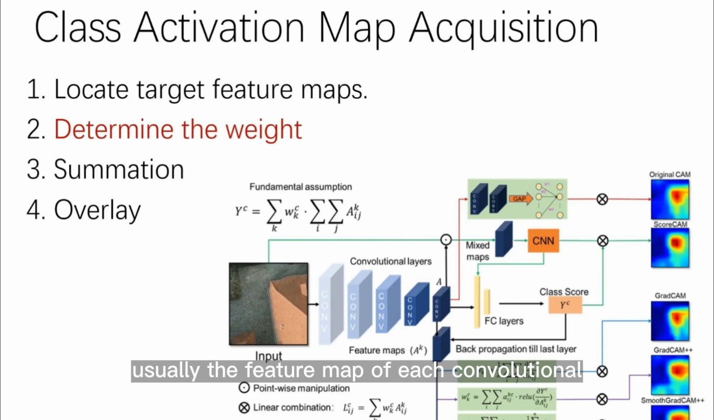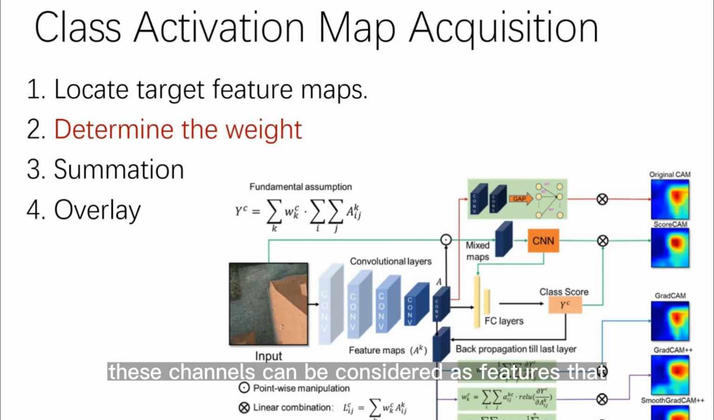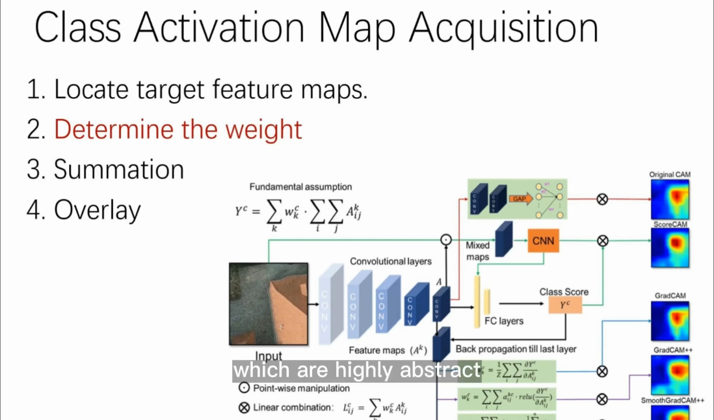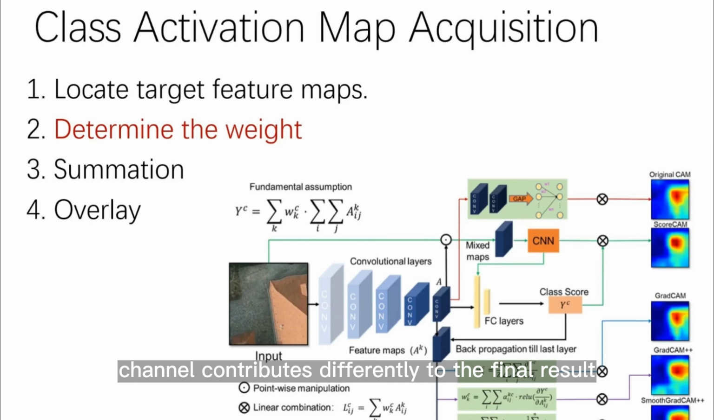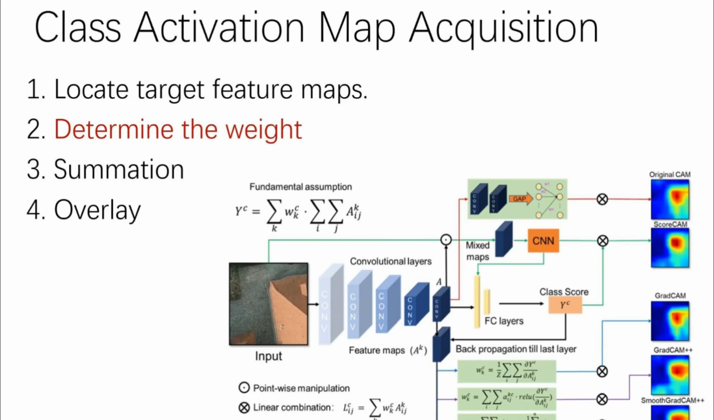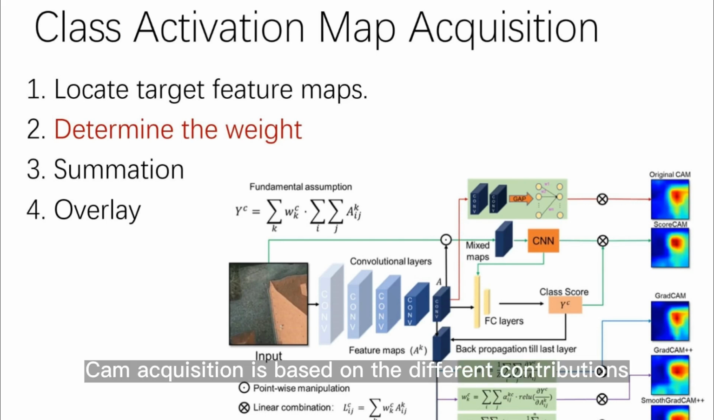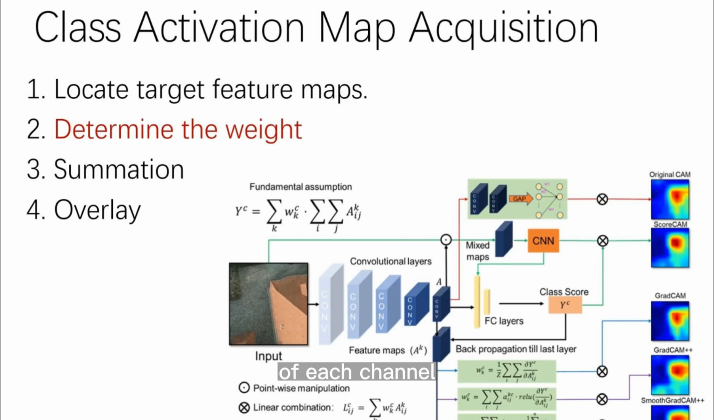Usually, the feature map of each convolutional layer will have many channels. For example, the last layer feature map of ResNet 18 has 512 channels. These channels can be considered as features extracted from different dimensions, which are highly abstract. And each channel contributes differently to the final result. So, visualizing each channel separately to obtain every heat map is also difficult to understand. Therefore, the general CAM equation is based on the different contributions of each channel.